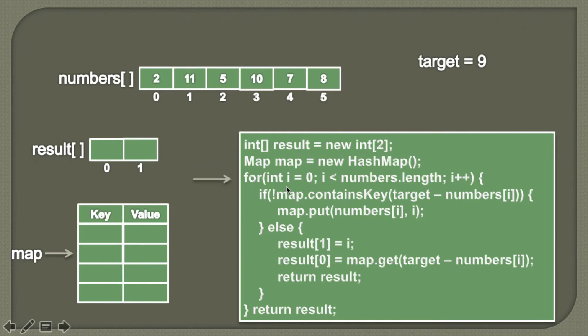Here we are encountering a for loop which traverses the complete array. In the first iteration, i value is 0 and numbers.length is 6 because we have the 6 integers 2, 11, 5, 10, 7, 8. So we'll traverse this array from 0th index to 5th index. Currently, for the first iteration, i points to 0. So i would be pointing to the 0th index of the numbers array.